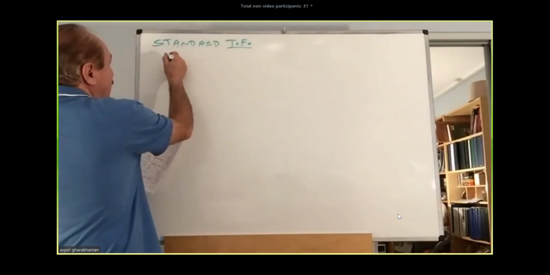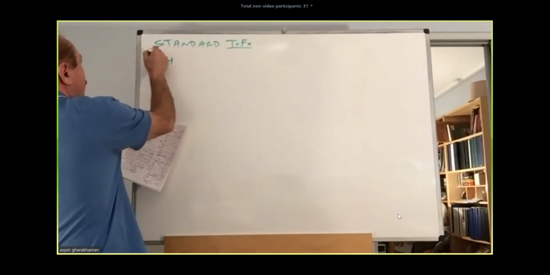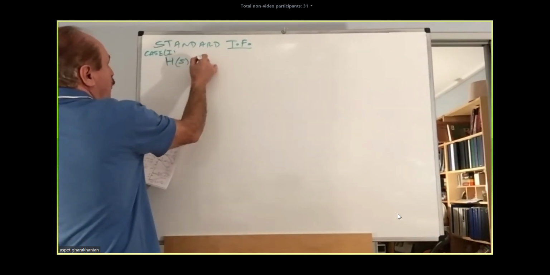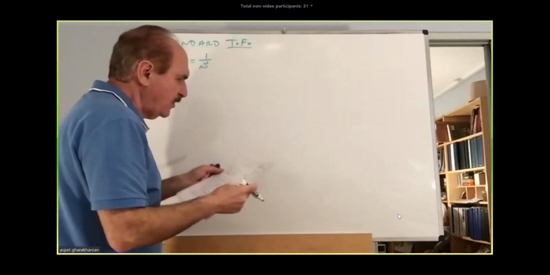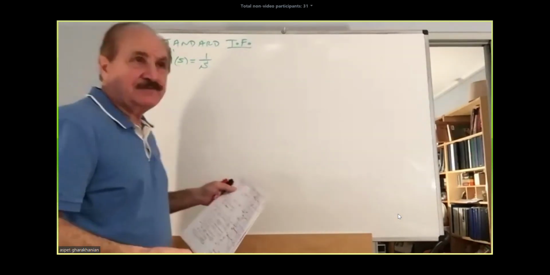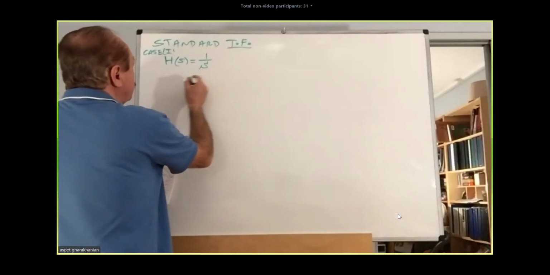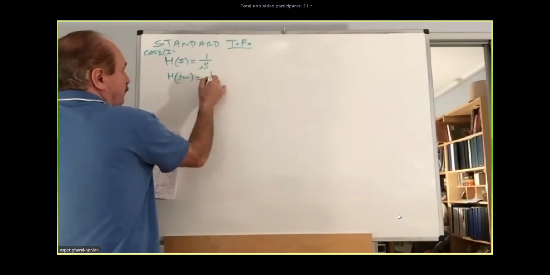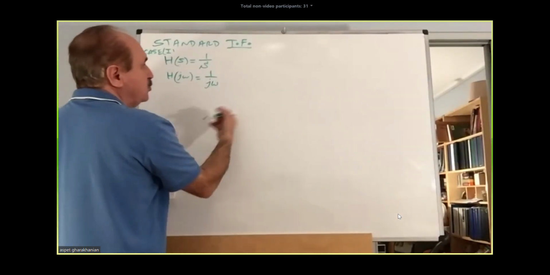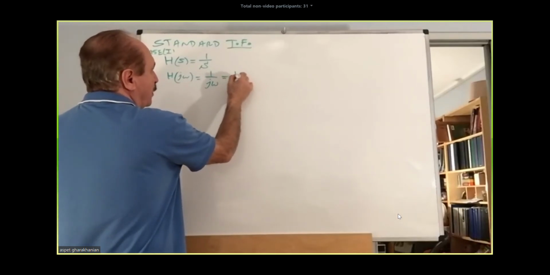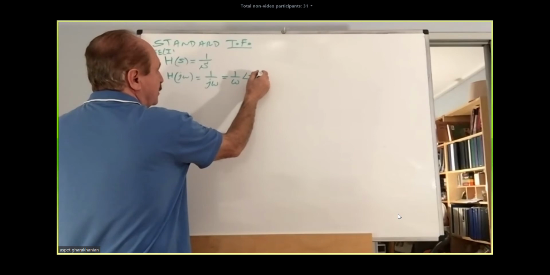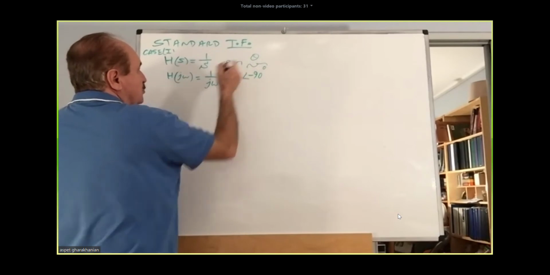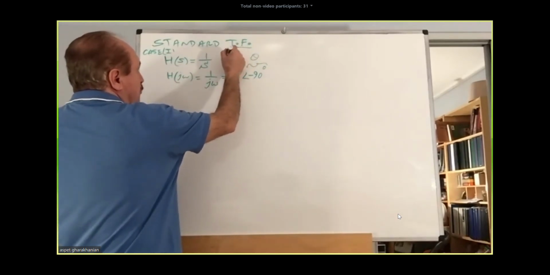When you have an h of s, case 1 here, an h of s equal to 1 over s. Okay, how do we convert that to a frequency transfer function? You simply substitute: h of j omega is 1 over j omega. And you convert that into a magnitude and an angle. So the magnitude is 1 upon omega. The angle is minus 90 degrees. So this is our theta, and this is our magnitude.